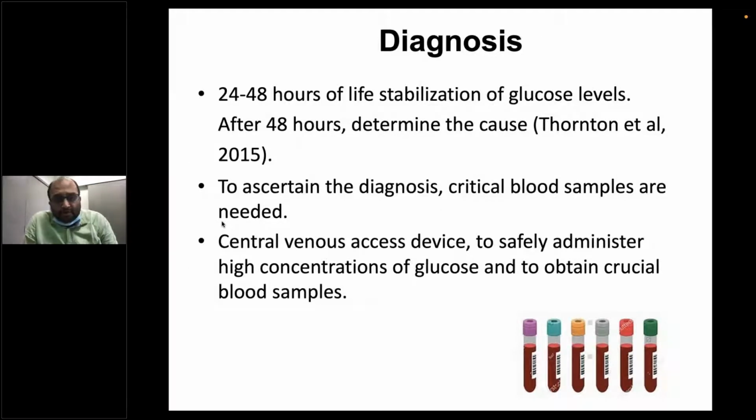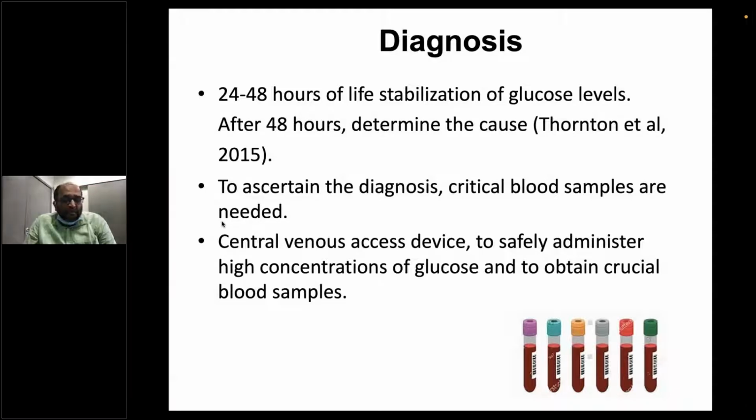In terms of diagnosis, the most important thing is that when a baby presents with hypoglycemia, sometimes we suggest that in a newborn baby you always need to stabilize them in terms of blood glucose levels, and then look at whether they have persistent hypoglycemia after 48 hours of life, and determine the cause. This was actually suggested by the Pediatric Endocrine Society guidelines.